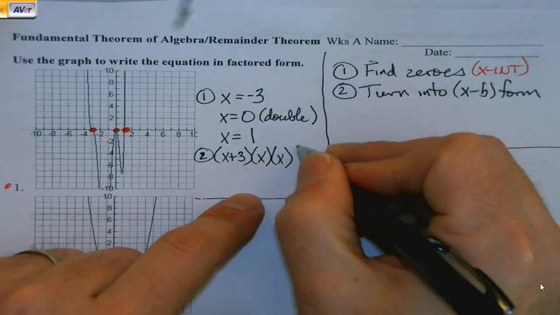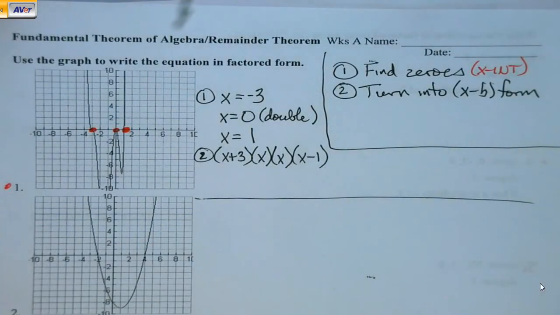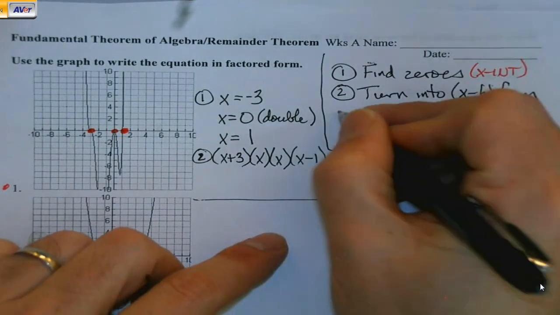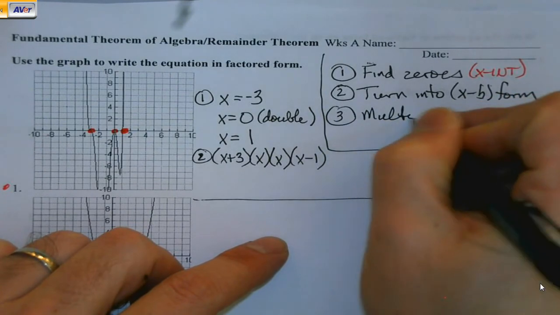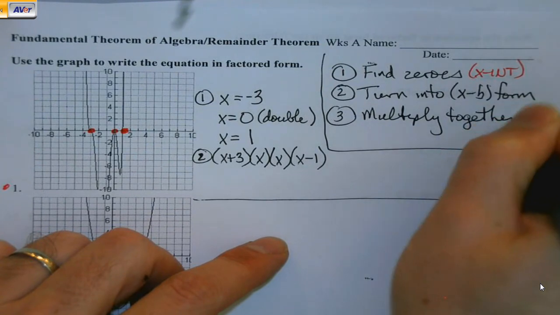And then my last one, I switch the sign on my 1, and I get x minus 1. You're like, that's kind of weird. It's true. So that's getting them into my x minus b form. Again, 0 is the only one that I'm not going to have to do the changes with. And then finally, we're going to multiply them all together.